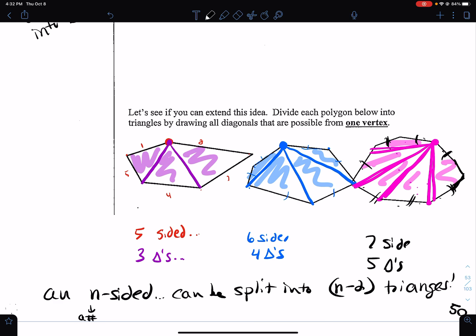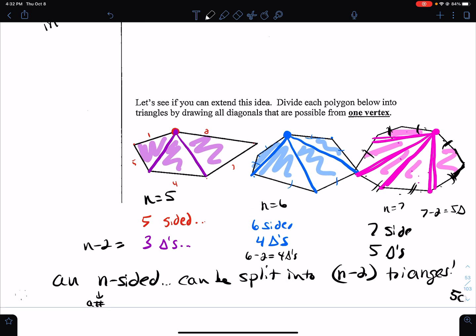So for example here, that number of sides was 5, so n minus 2 was equal to 3. That's how many triangles there were. In this middle image, the number of sides was 6. If I took the number of sides and subtracted 2, that's the number of triangles. And same thing over here. The number of sides was 7. So if I took that number and subtracted 2, that gives me the number of triangles. And that's just going to be true in general.